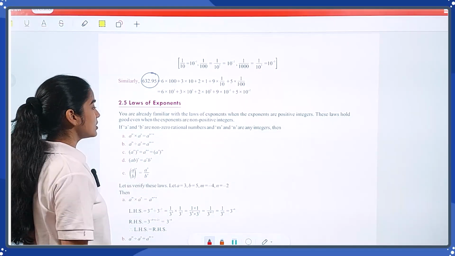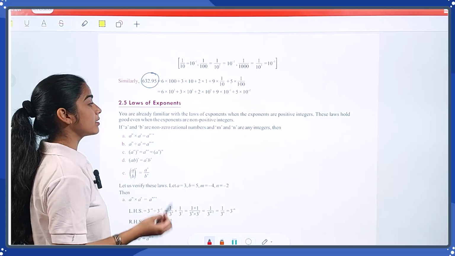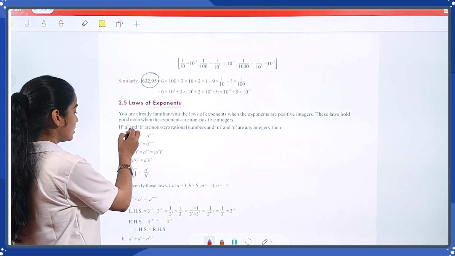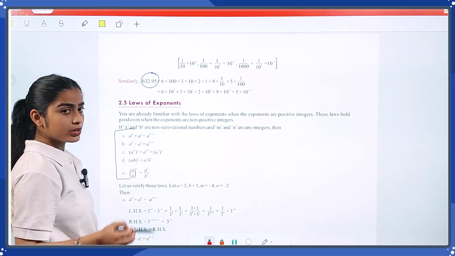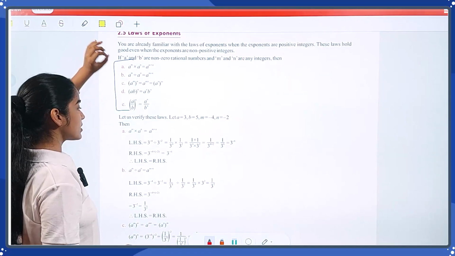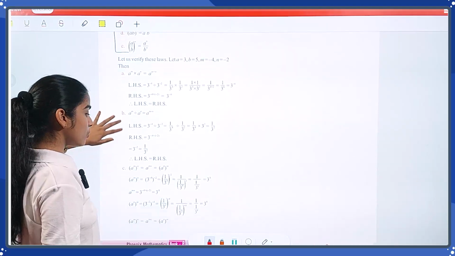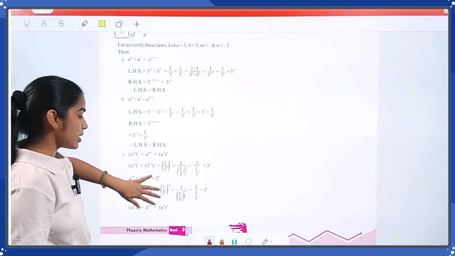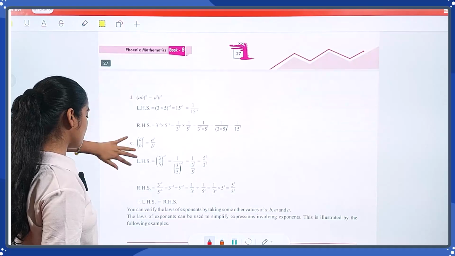If a and b are non-zero rational numbers and m and n are any integers, then these are the laws. I already explained them at the start of this chapter, so you have to revise those laws again here. We will do it with the exercise, while doing a question particular to that formula.